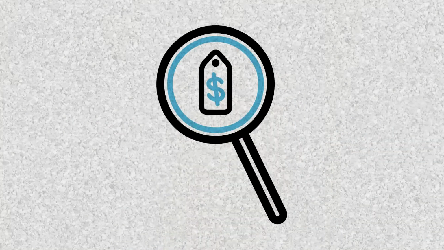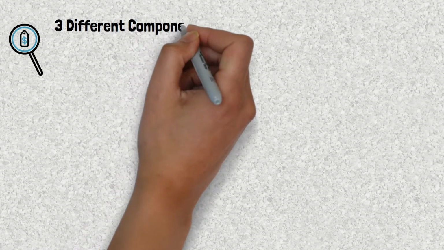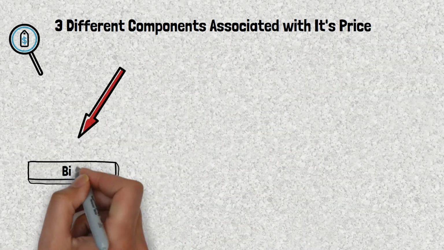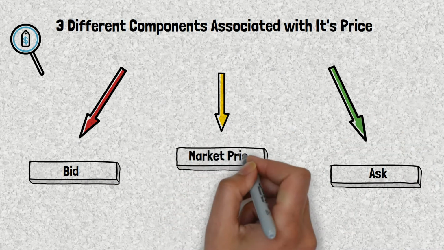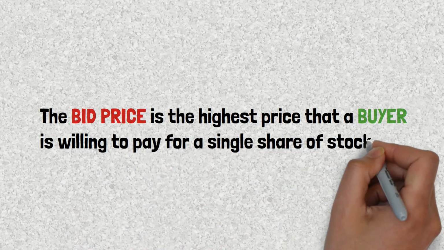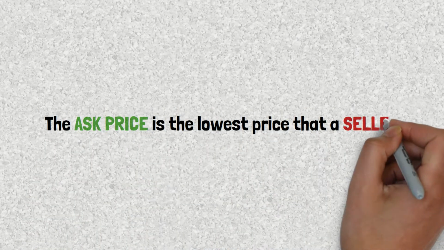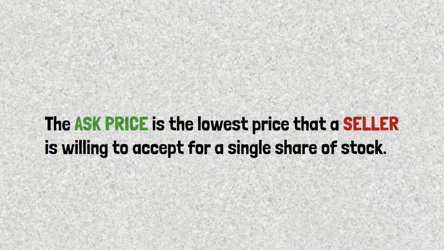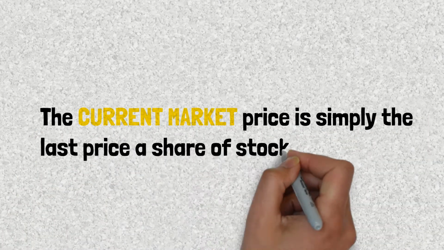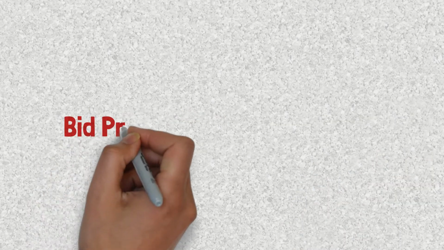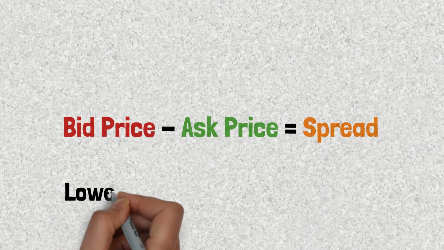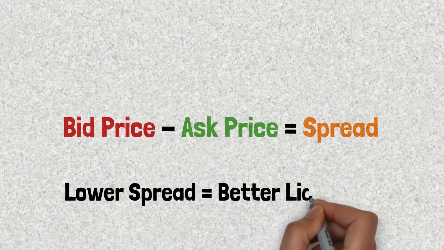Before we get started, it's important to understand that an individual stock has three different components associated with its price. This includes the bid, the ask, and the current market price. The bid price is the highest price that a buyer is willing to pay for a single share of stock. The ask price is the lowest price that a seller is willing to accept for a single share of stock. And the current market price is simply the last price a share of stock is sold for. The difference between the bid price and the ask price is referred to as the spread. Typically, the lower the spread of a stock, the more liquid the stock is.